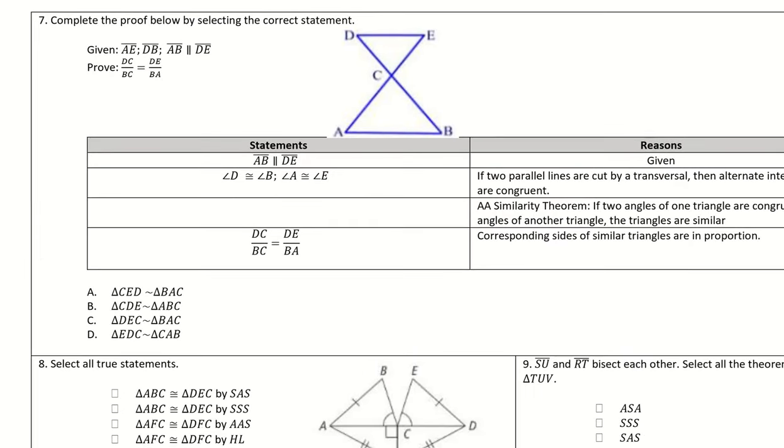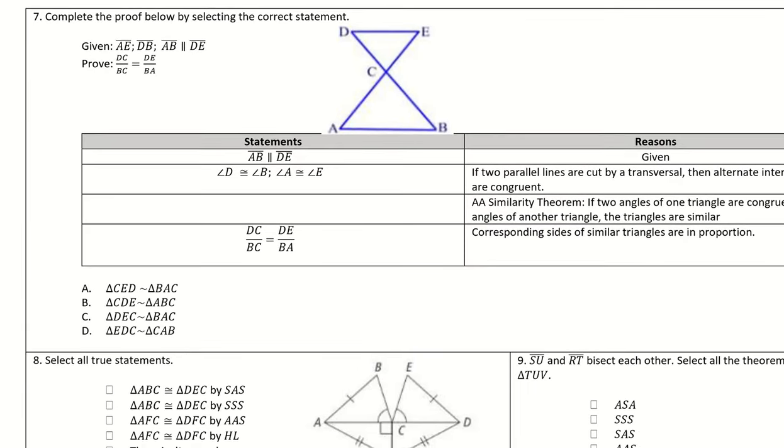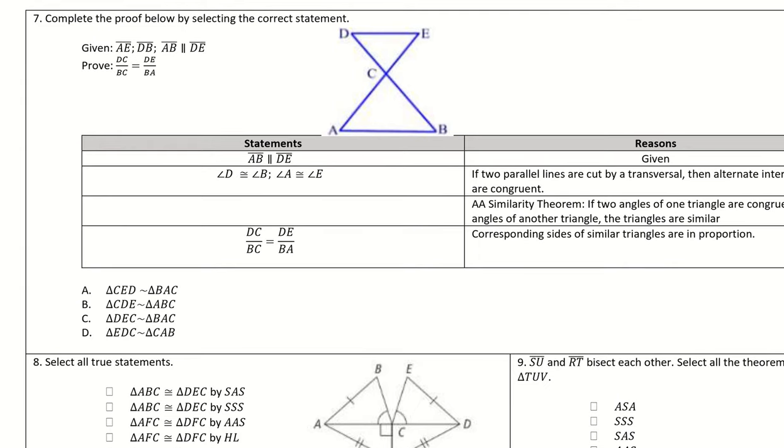All right. So number seven, complete the proof below by selecting the correct statement. Okay. So let's go ahead and walk through the proof. First off, it says complete the proof below by selecting the correct statement. We're given AE parallel to DB, so let me mark these parallel. So this is parallel to DE because that's what it says there. And it says DC over BC is equal to DE over BA. So we have to prove that.